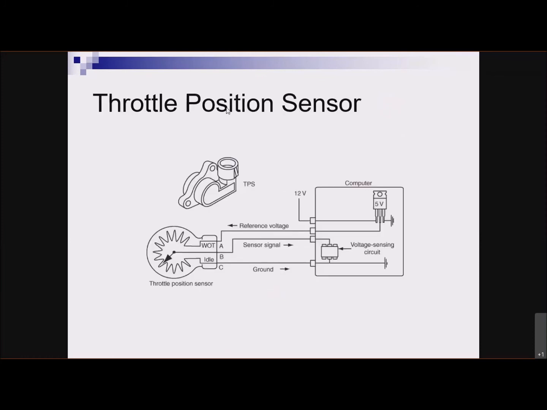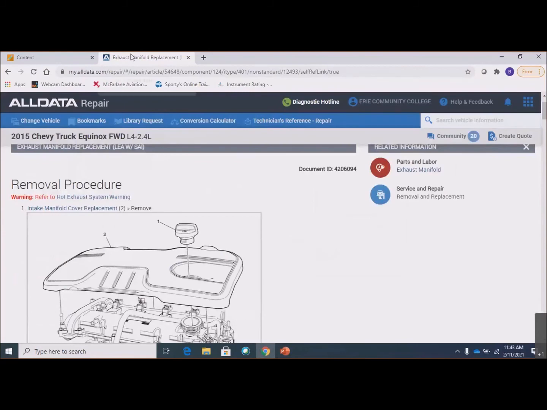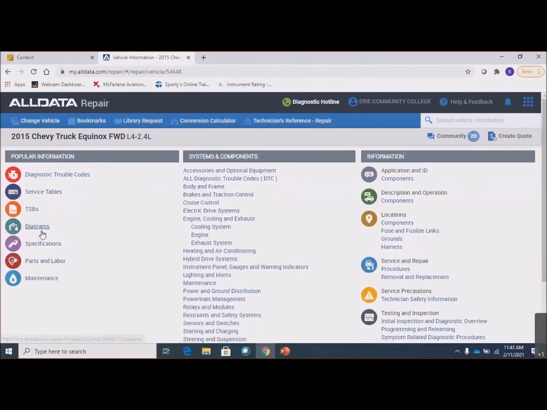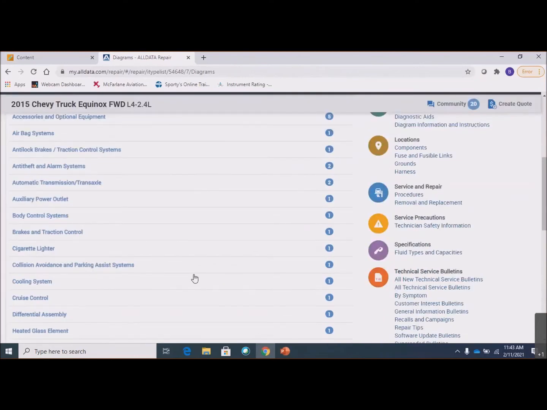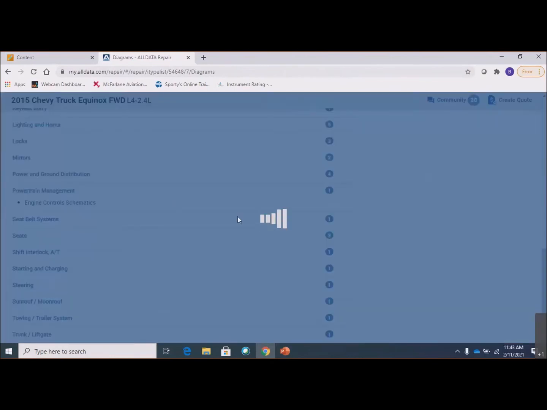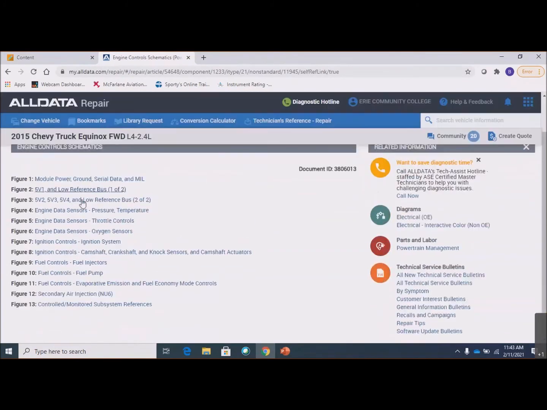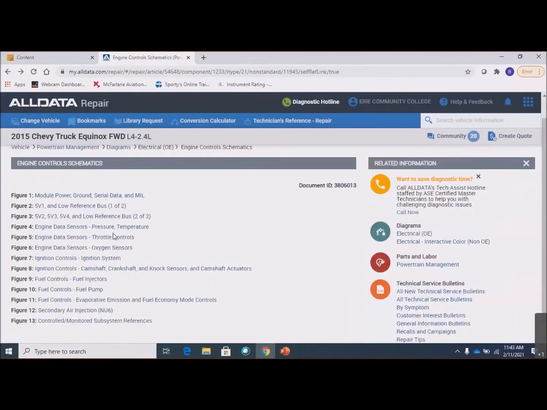So let me bring up All Data. So back to that, if I can find it. And I'm just going to go to an older vehicle because, well, maybe not. Let's just look at this. I'm going to go to the wiring diagram. Should never do this without knowing what I'm going to find, but let's see. We'll live crazy here. So engine control schematics, and I want to look at engine data sensors. Oh, wait a minute. I think I just saw throttle controls. Yes, throttle control. All right.